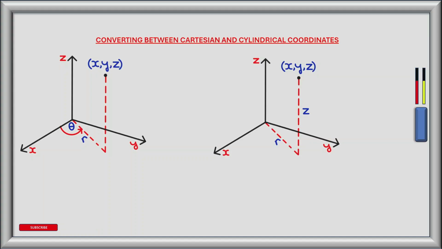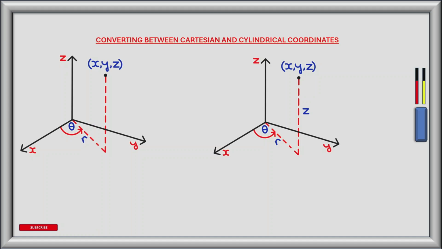And then, if we draw a line from the origin to the point on the xy plane, this distance, as we saw when looking at polar coordinates, is known as the radial distance r. And the angle it makes with a positive x-axis we can call theta. Theta rotates in a counter-clockwise direction from the positive x-axis. In cylindrical coordinates, z remains as z.